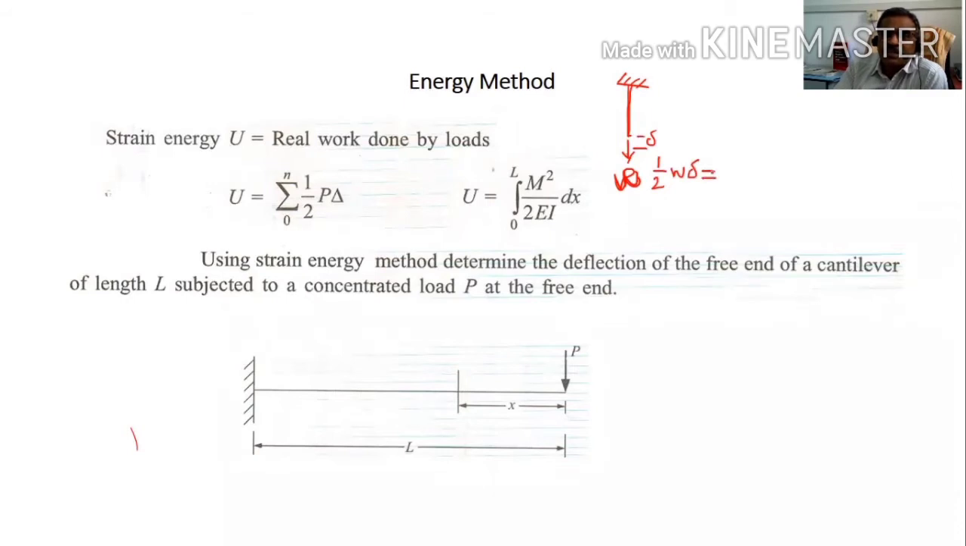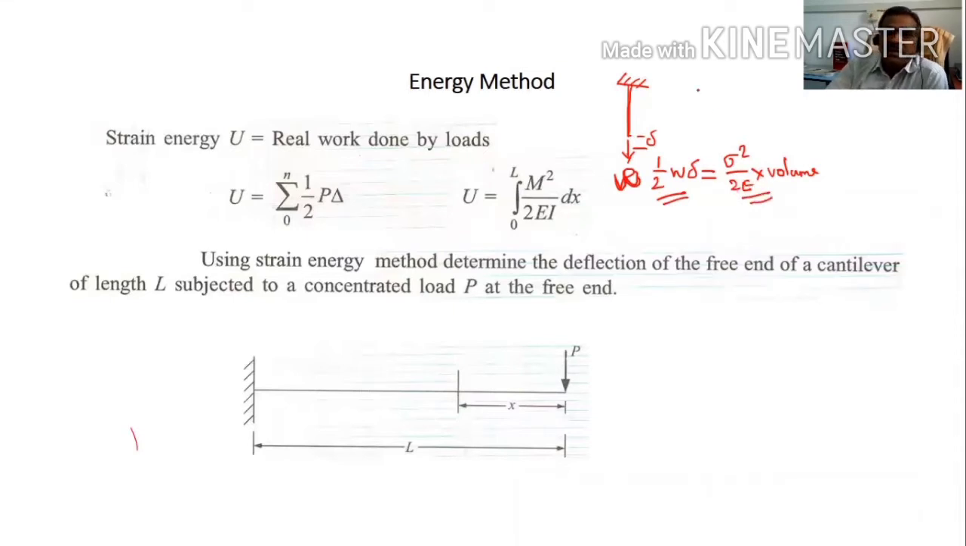Then what is the equation for strain energy? Strain energy stored when work is done, that will be stored in the form of strain energy. That is given by sigma square by 2E into volume. Whatever work we give will be stored in the form of strain energy.